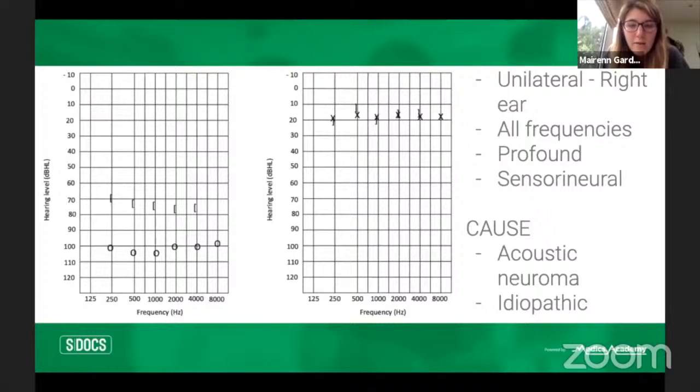Acoustic neuroma is more likely to present with more gradual hearing loss, where over time they develop quite severe, profound hearing loss, whereas idiopathic sensory neural hearing loss is more likely to be sudden onset or rapidly worsening. So this is quite useful to differentiate between these two.